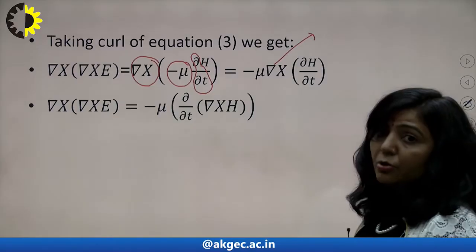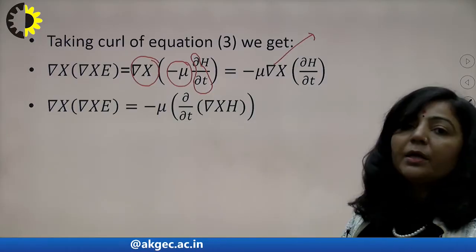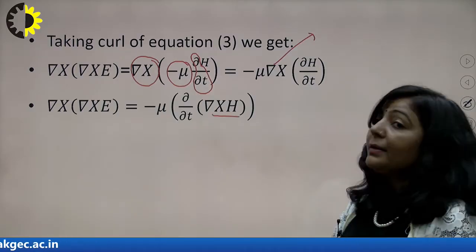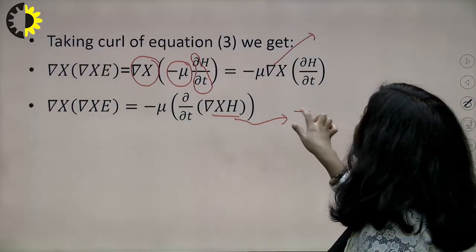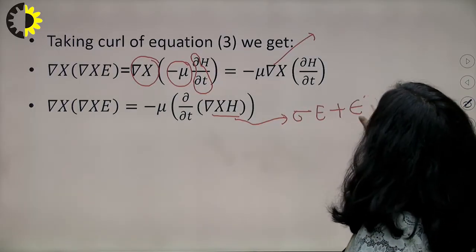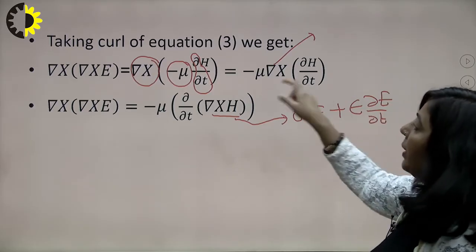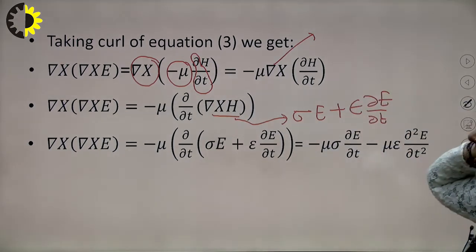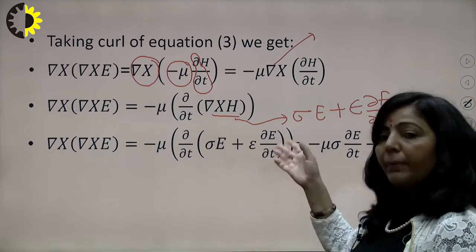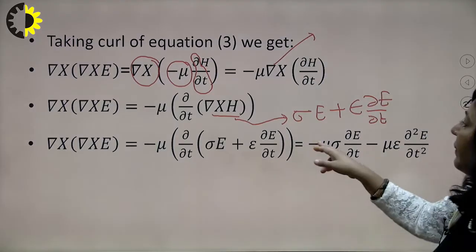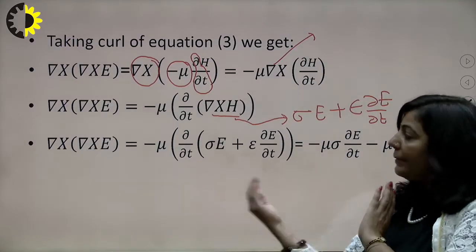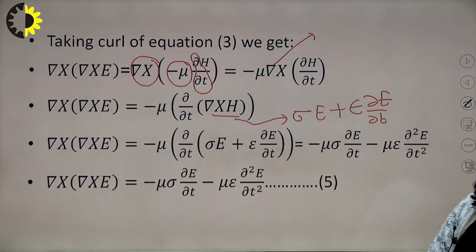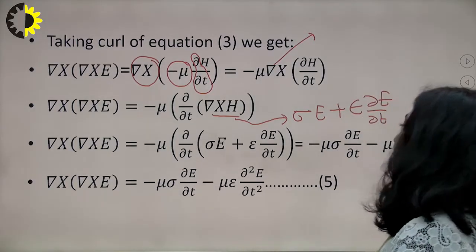Why have you interchanged these operators? I have already mentioned that during the derivation in free space, because you know the value of curl of H. Curl of H in a conducting medium is sigma E plus epsilon del E by del t. You have to substitute this value here, so del cross H is replaced by this. Now this del by del t operator will be applicable on both the terms. After applying it you get minus mu sigma del E by del t minus mu epsilon del square E upon del t square. So you are getting your equation number 5.